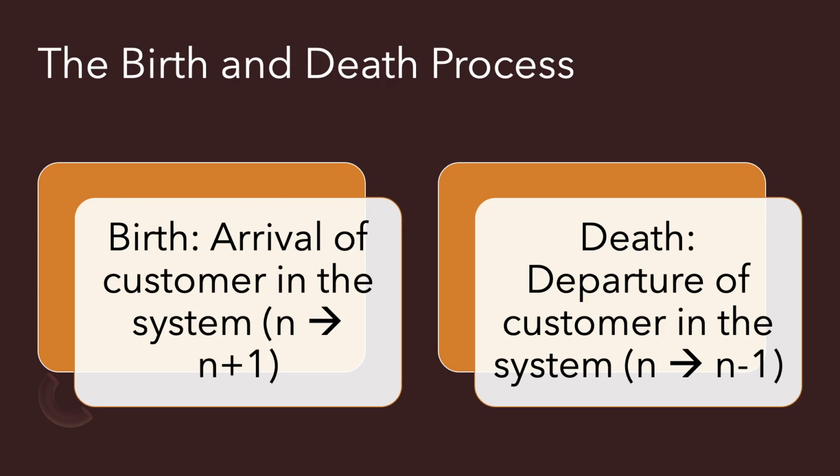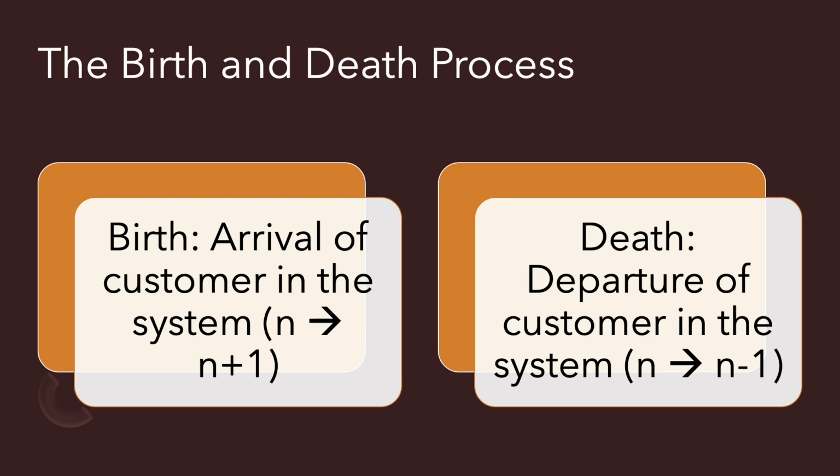After understanding the exponential distribution and the implication of its use in the queuing model, let us now understand how we actually model queuing problems. The best way to visualize queuing models is through the birth and death process.